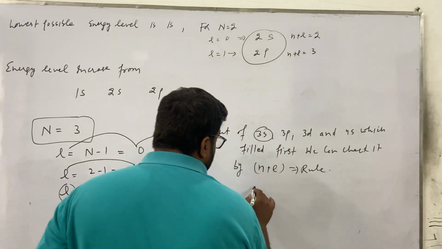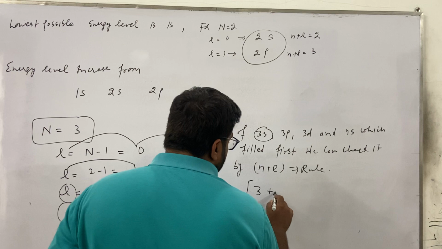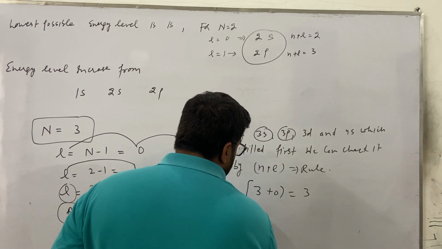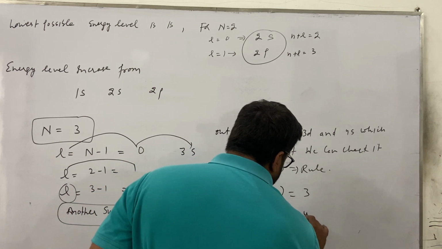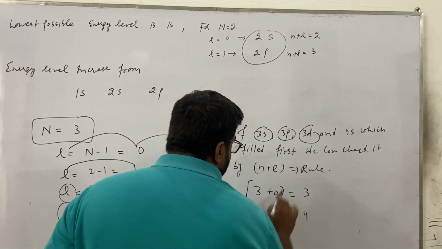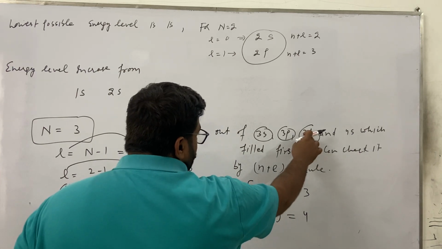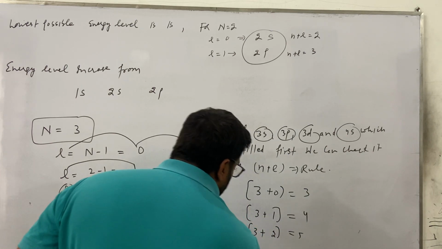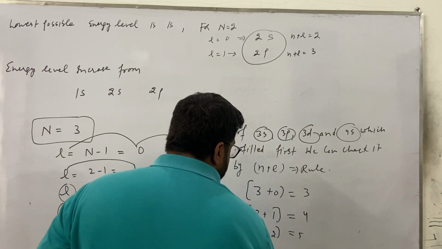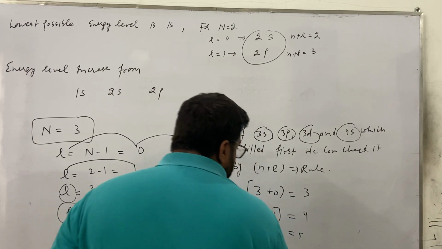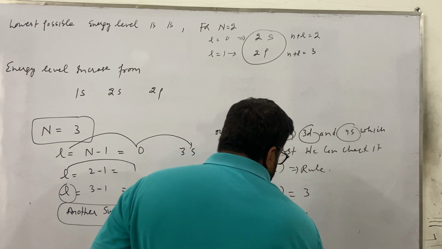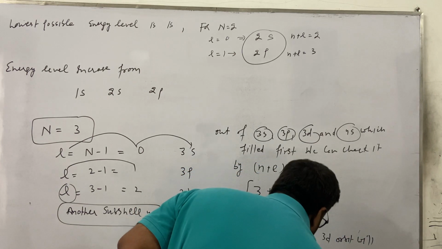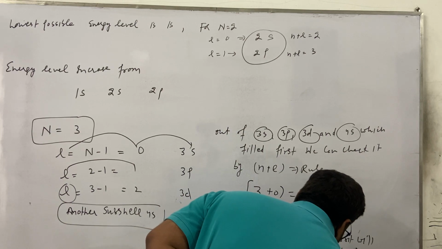For 3s, value of n is 3 and value of L is 0, that means n plus L is equal to 3. For 3p, value of n is equal to 3 and value of L is equal to 1, that means 4. For 3d, value of n is equal to 3 and value of L is 2, so it is equal to 5. But for 4s, value of n is equal to 4 but value of L for s is equal to 0, that means 4. That means out of these, 3d orbital will be filled at last.